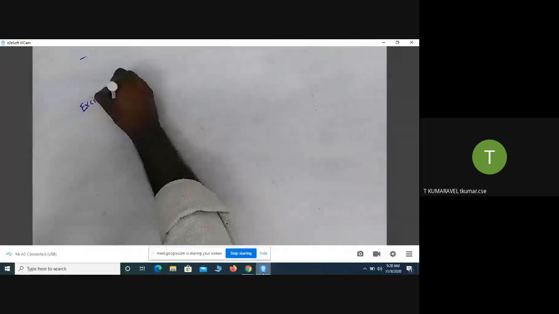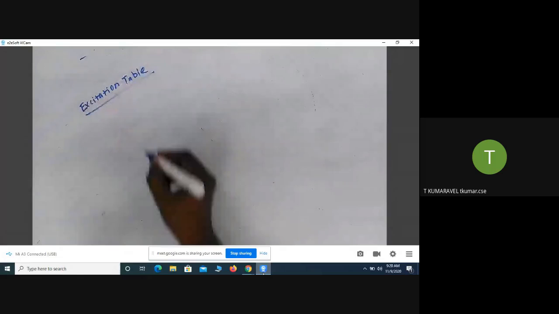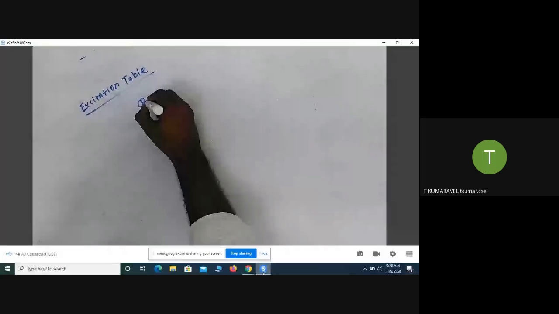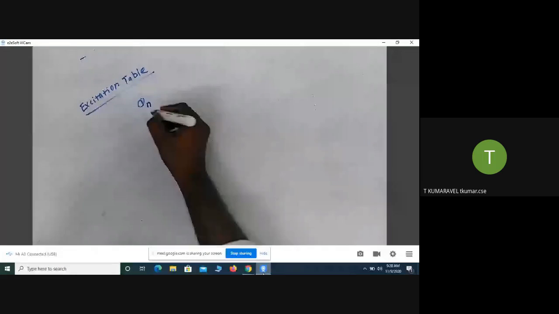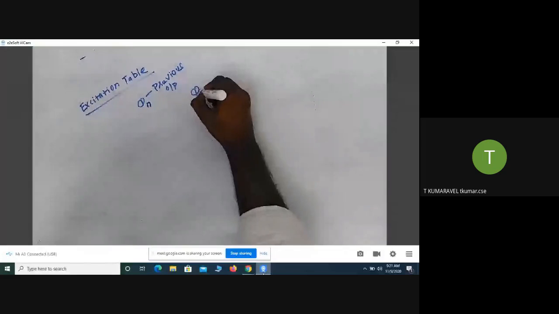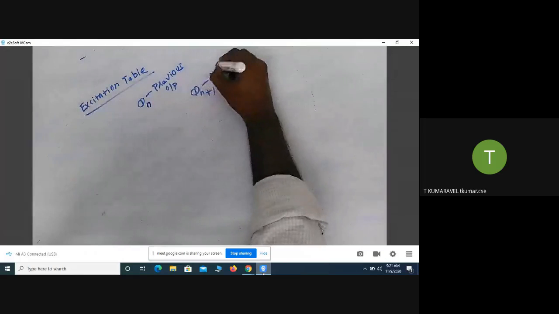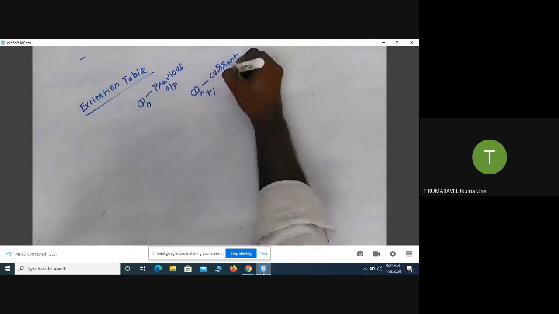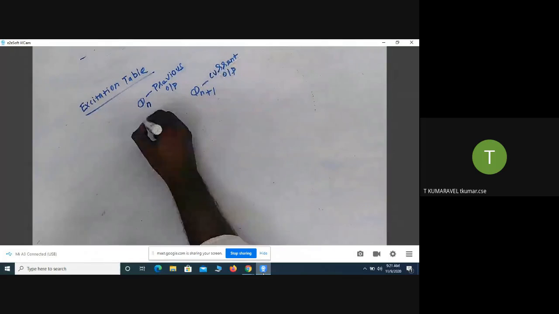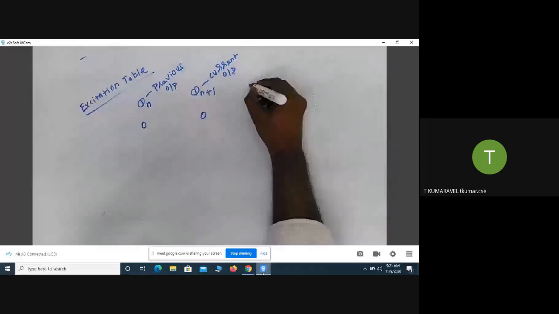The excitation table tells us this: this is called the previous stage output, and Q n plus 1 is called the current output. So if the previous stage output is 0 and the current output is 0, what is the combination for J and K? That can be represented in a tabular format, and that is called the excitation table.